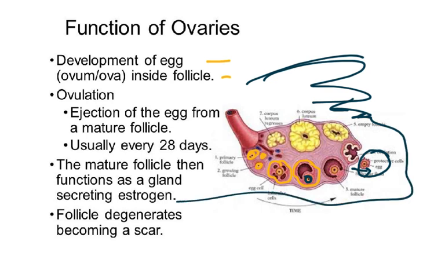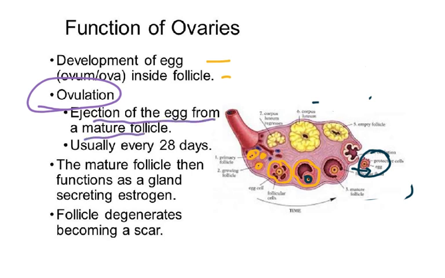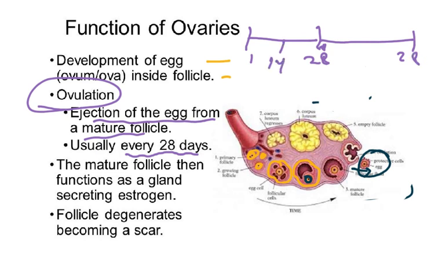So what we have to understand is that the oviduct, I'll just go to another diagram and explain it to you. The ovum is released into the oviduct, and this is called ovulation, which is the ejection of the egg from the mature follicle, usually every 28 days. Because this is one cycle, 1 day to 28 days, then the second cycle, again the first day of this cycle and the 28 days. So if ovulation is on day 14, you know that it happens every 28 days.